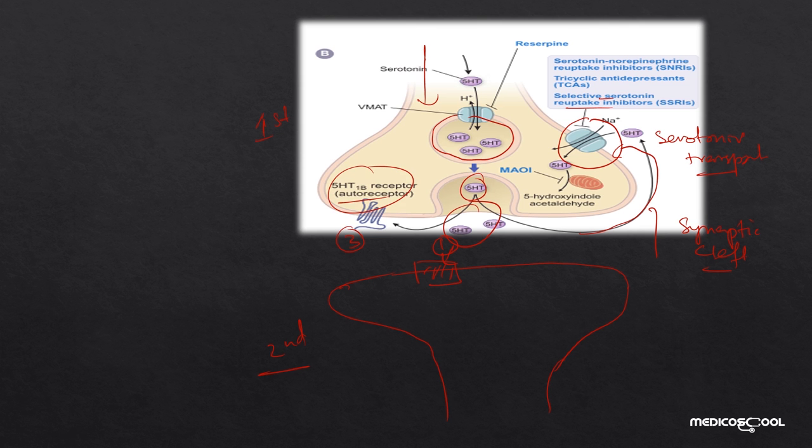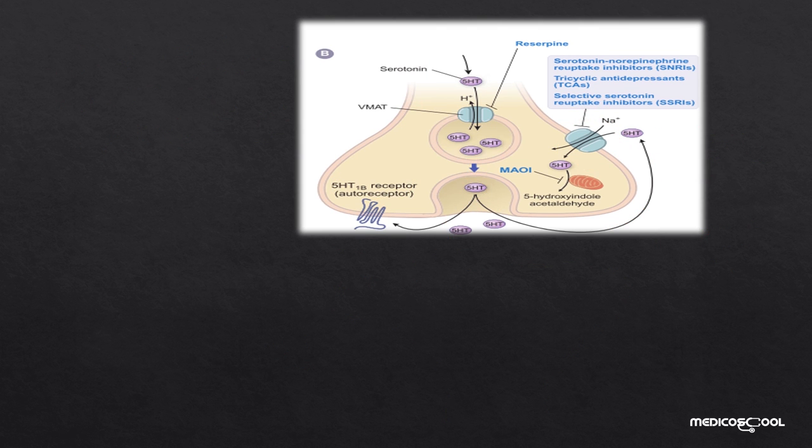So the first mechanism, it acts upon the what? The serotonin receptor. The second one, it is taken back into the nerve ending for reuse. And the third one, that it acts upon the autoreceptors. Now what do these selective serotonin reuptake inhibitors do?